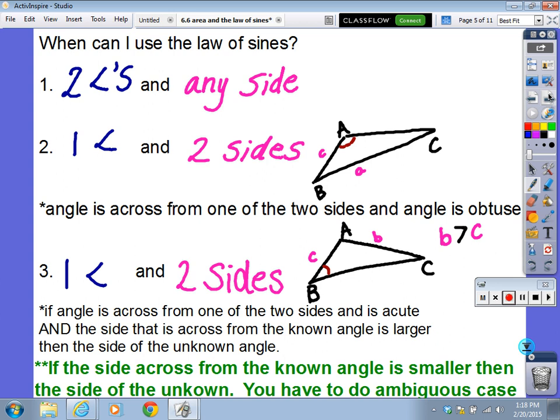and you have a side across from that, if that side is greater than the other given side, so if B is greater than C, then you're good to go. You can use the law of sines. Okay? So if it's acute, the side across from it has to be larger than the other given side. Does that make sense? Okay, because if not, we could run into the ambiguous case.